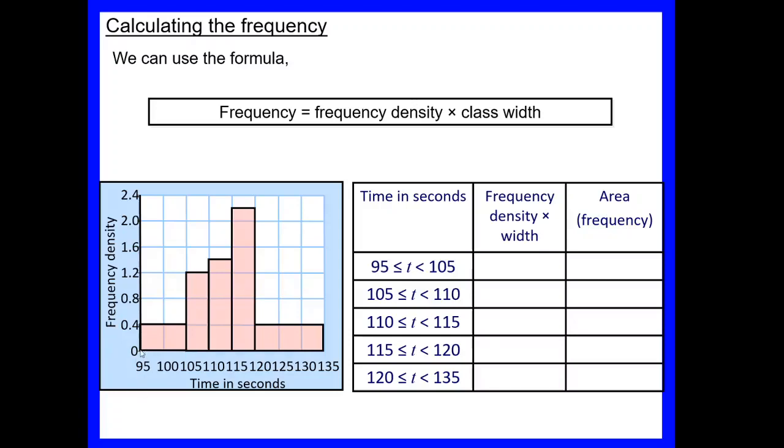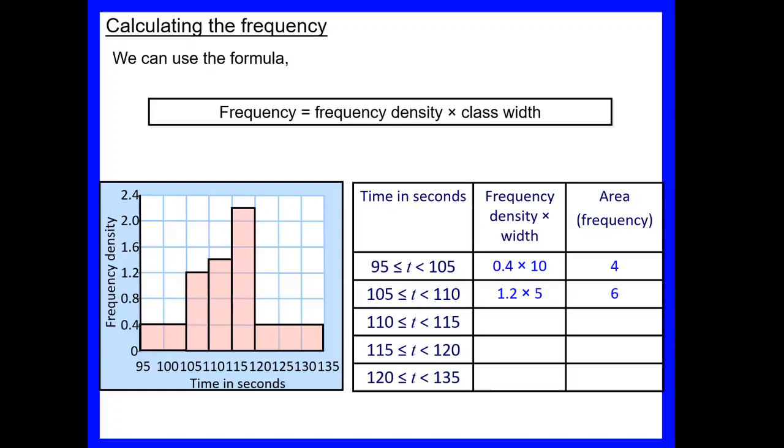So for the first one then, we've got a class width from 95 to 105, so that's 10. And we've got a frequency density of 0.4. So 0.4 times 10 gives us a frequency for that bar of 4. So that first bar represents 4 people. Our next bar then, we can use the table as well. So from 105 to 110 gives us a class width of 5. And we can see the height of the bar is 1.2. So 1.2 times 5 has a frequency of 6.